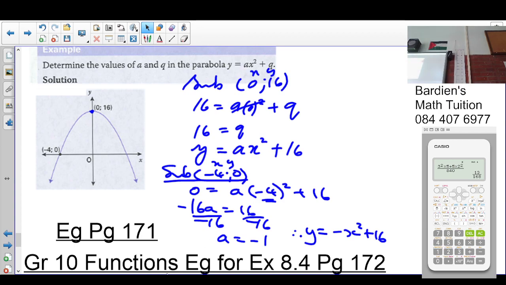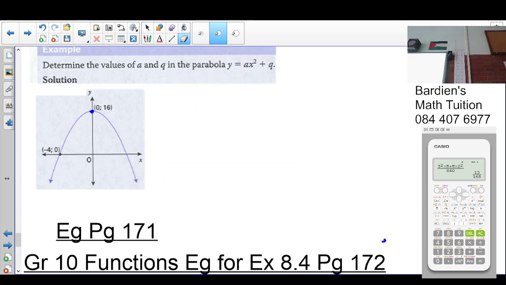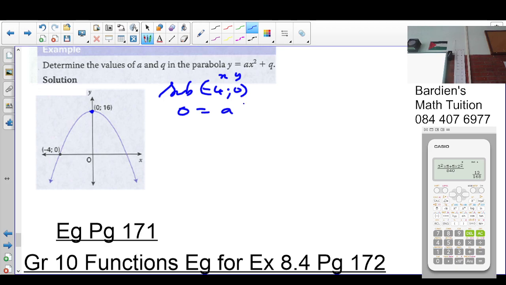What if you substituted negative 4 and 0 first and got the same answer? She's asking what if we had gone the other way around. So she substituted negative 4 and 0 first, remembering that's an x and a y. So 0 is equal to a times negative 4 squared plus q. That is positive 16a plus q, so q is equal to negative 16a. So these two unknowns become equation 1.